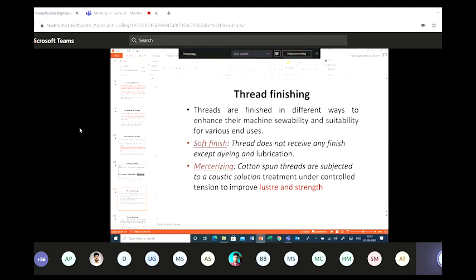So soft finish is basically nothing but a lubricant. Of course, it must have some wetting agent. So no other chemical is added.